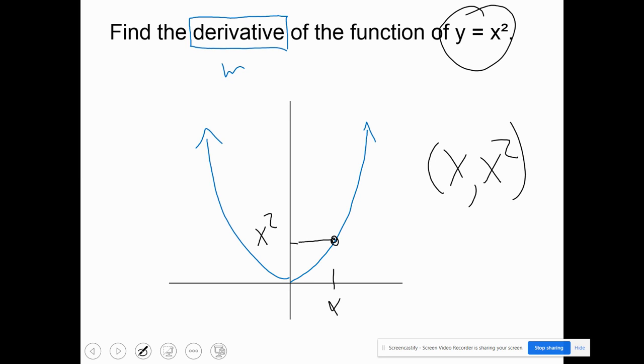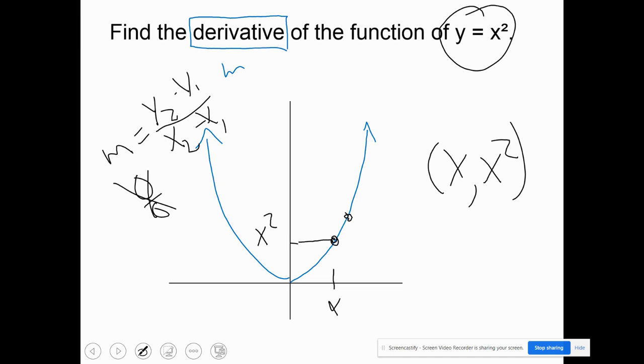Now the second point I pick has got to be close to that, but it can't be at the exact same point. If I take the same point, x and x squared, and I plug those into my slope formula, m equals y2 minus y1 over x2 minus x1, if I take y minus y and they're both the same, I get 0 on the top and x minus x in the bottom gives me 0. I'm going to get 0 over 0. That doesn't help me.